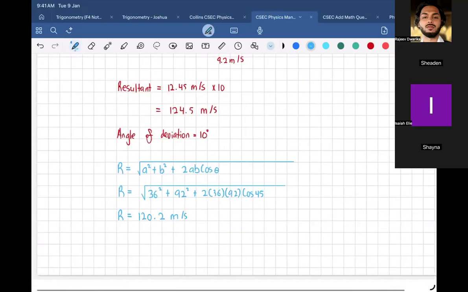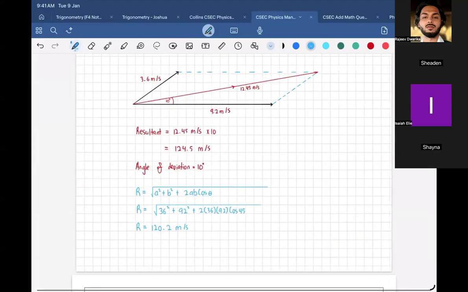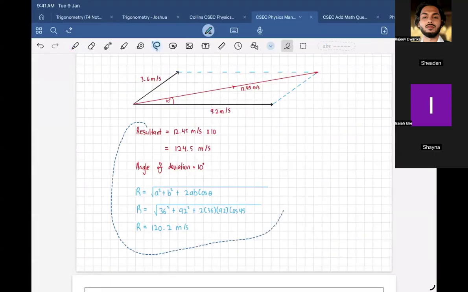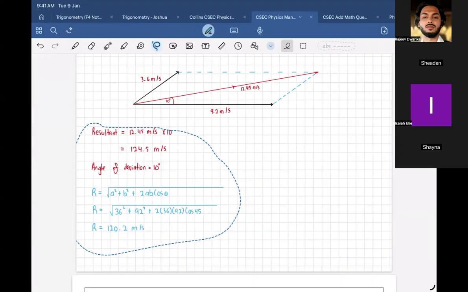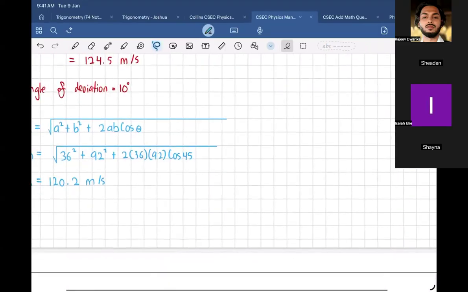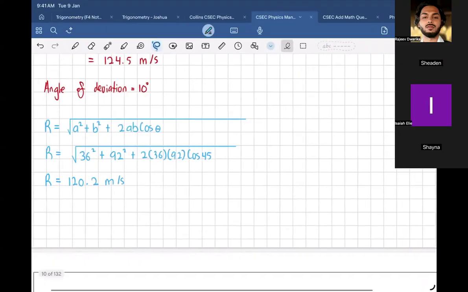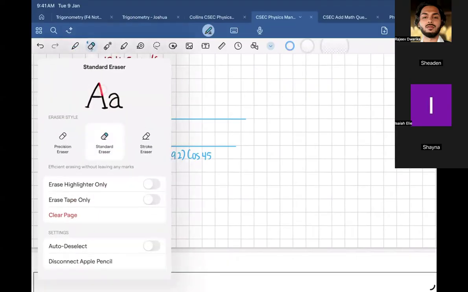Now, let's find the actual angle, shall we? Let's find the actual angle. Now, all of you are AdMath students, so I am expecting a little bit more from you, right? So let's try to make theta the subject of the formula. We're going to try to make theta the subject of the formula.